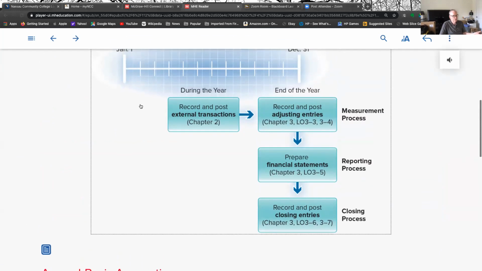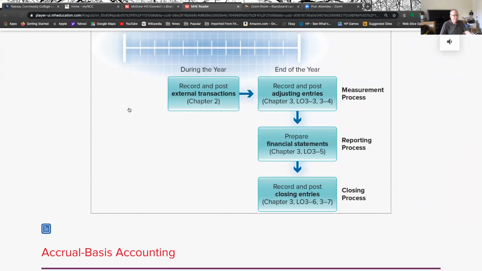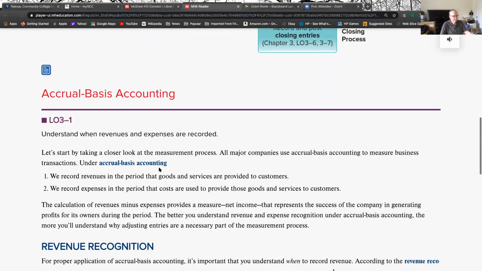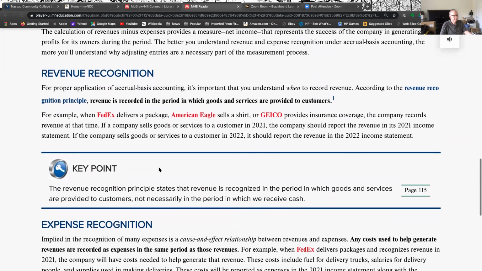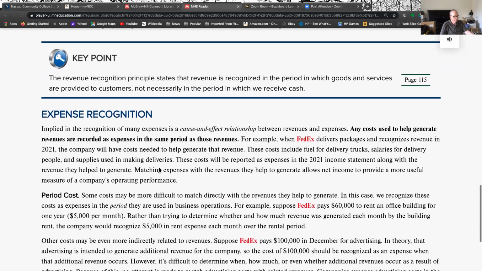This was I guess the procedures, the steps in the process. During the year, you record the external transactions that we learned how to do in chapter 2, right? And now we do the adjusting entries, prepare financial statements, and then close, right? So that's the sequence. The revenue and expense recognition are the principles or the rules, or the law if you want to look at it as a law, that tell us that these are things we have to do.